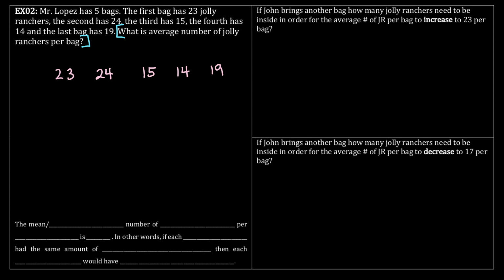Now I'm going to combine these together because I want to share them equally amongst all the bags. So remember, I'm looking for the average. I'm looking for the mean number of candies per bag. So I first need to add them together to figure out how many total I have.